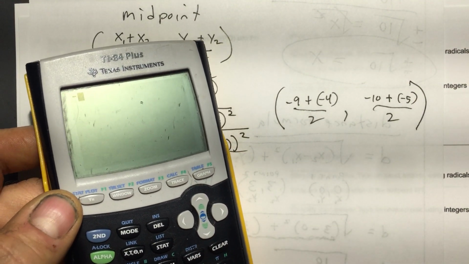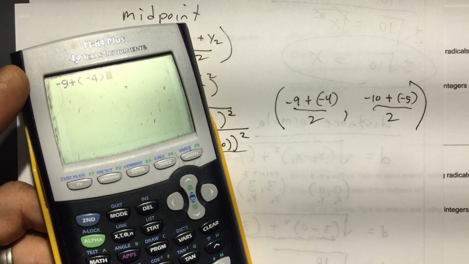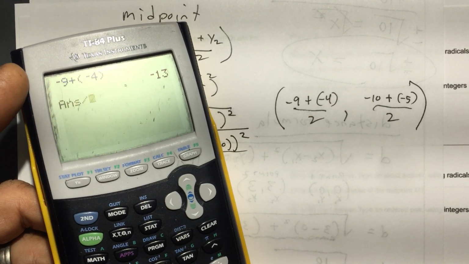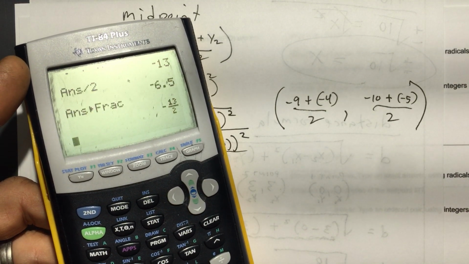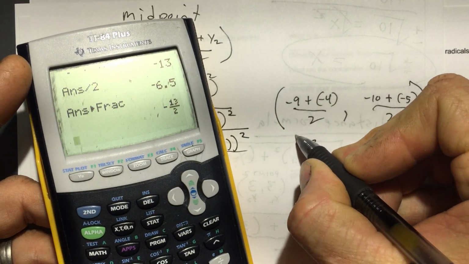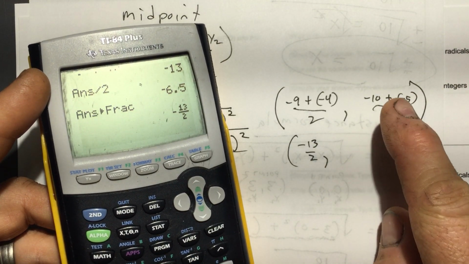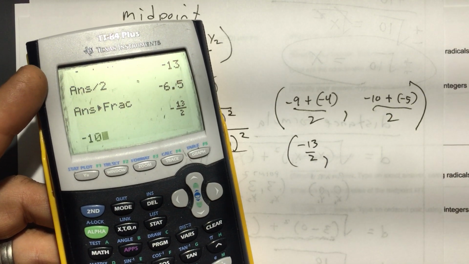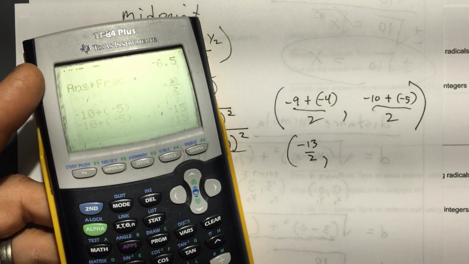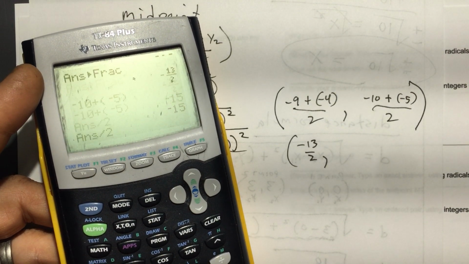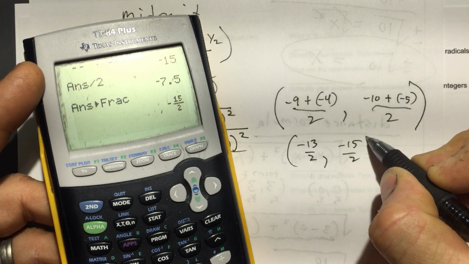All right, so let's punch this in here, -9 plus -4. Now you have to hit equals, and then you got to divide by 2, which comes up decimal, and they don't like decimals, so I'm going to change it to a fraction. And there you go, it's -13/2. They do not want decimals on the program. Now I'm going to do this one. -10 plus -5, hit equals, and then divide by 2. And it's decimal, so you can change to a fraction, -15/2. And this is my midpoint.